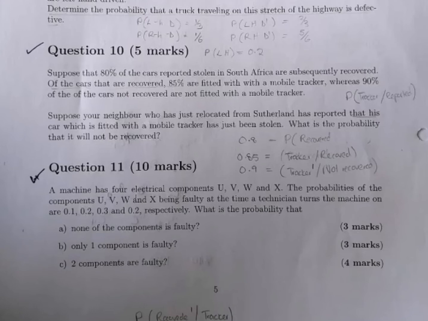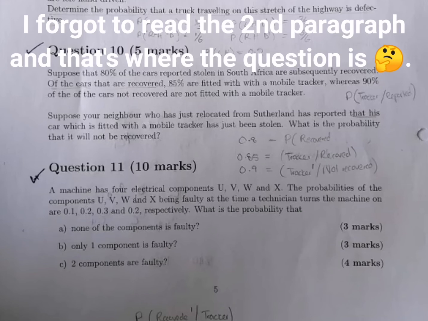So question 10 says, suppose that 80% of the cars reported stolen in South Africa are subsequently recovered. Of the cars that are recovered, 85% are fitted with a mobile tracker, whereas 90% of the cars not recovered are not fitted with trackers, right? So they told us that the probability of recovered cars is 80%, right? So let me show you the solution.